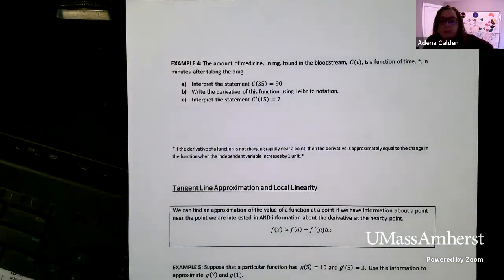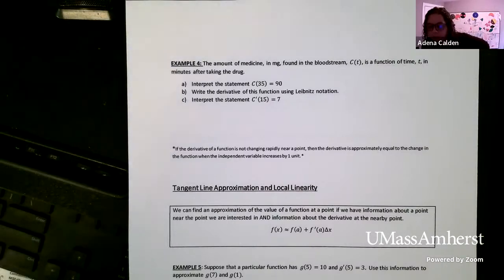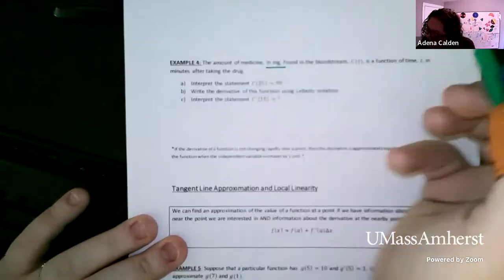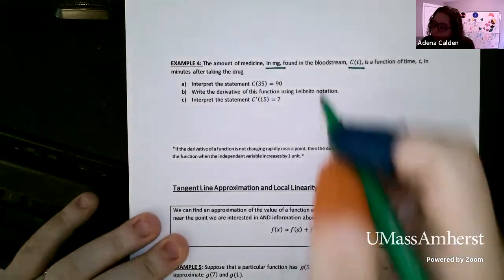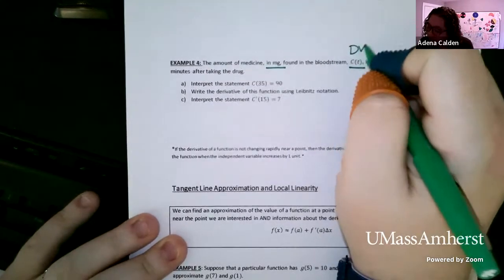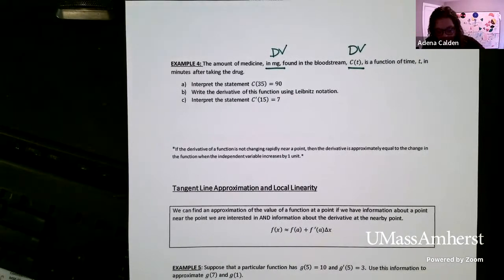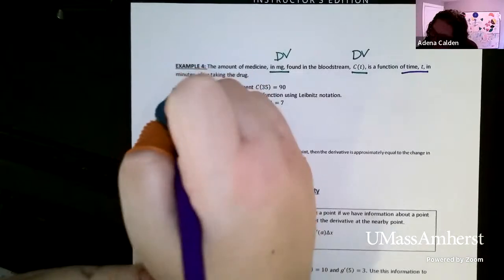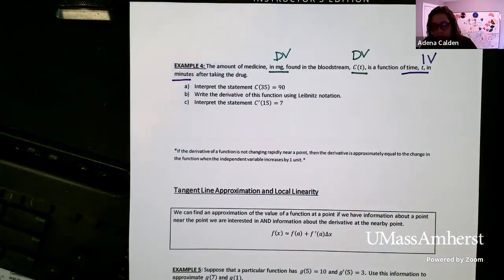All right. So again, we want to go through and figure out the units of the dependent variable and the units of the independent variable. Here we have milligrams, which are connected to C of t. So that is our dependent variable, in units of milligrams. And over here, we have time t in minutes, which is going to be our independent variable units.